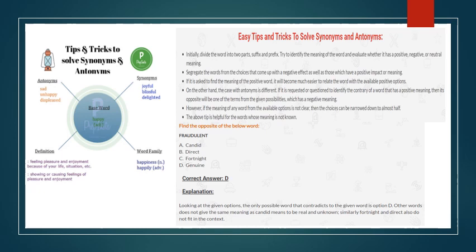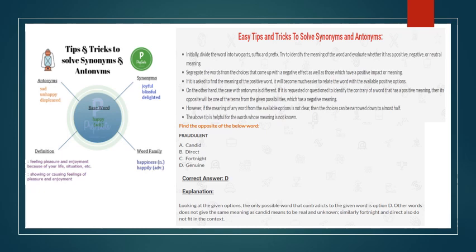Try to identify the meaning of the word and evaluate whether it has a positive, negative, or neutral meaning. If un is there, then definitely it will be negative. Displeased, dis is there, it will be negative. So you have to identify whether it's positive or negative. Then definitely it will be easier for you to find out its antonym or synonym.